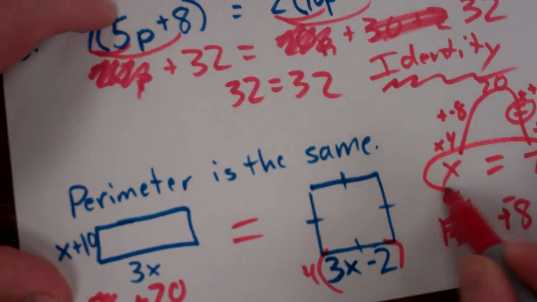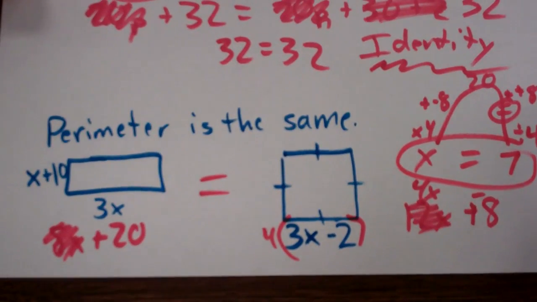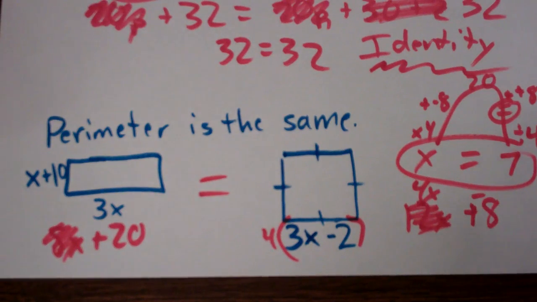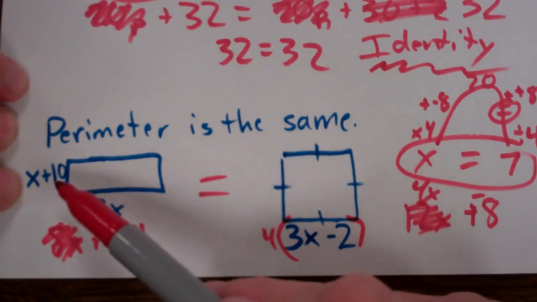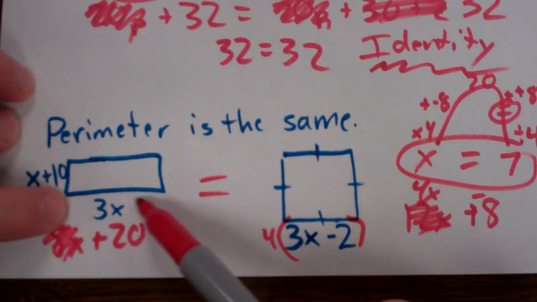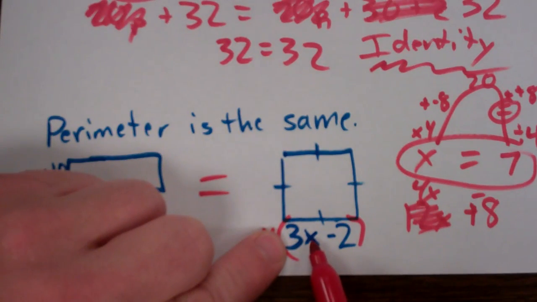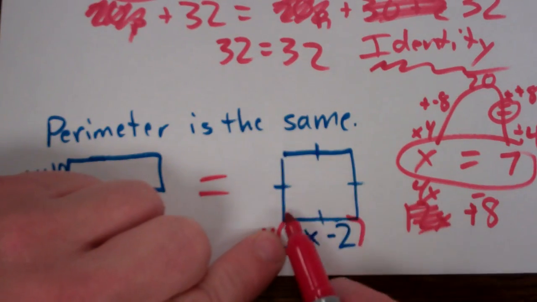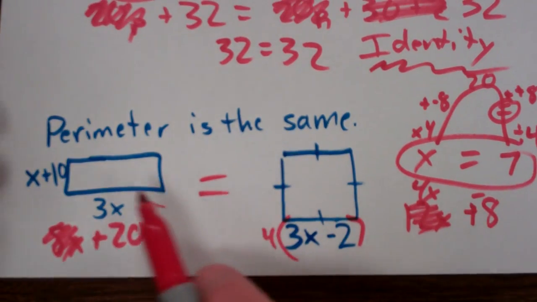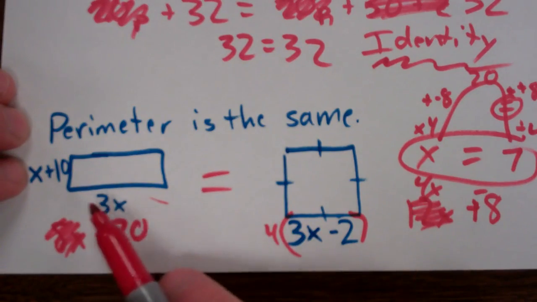So x equals 7. Now make sure you go back and answer the question. I didn't ask a question on this one, but I might say something like, what are the dimensions? So if x is 7, well, that means this is 17 and this is 21. And this would have been 3 times 7 is 21, minus 2 is 19. So we have a square of 19. We have a rectangle that's 17 by 21.